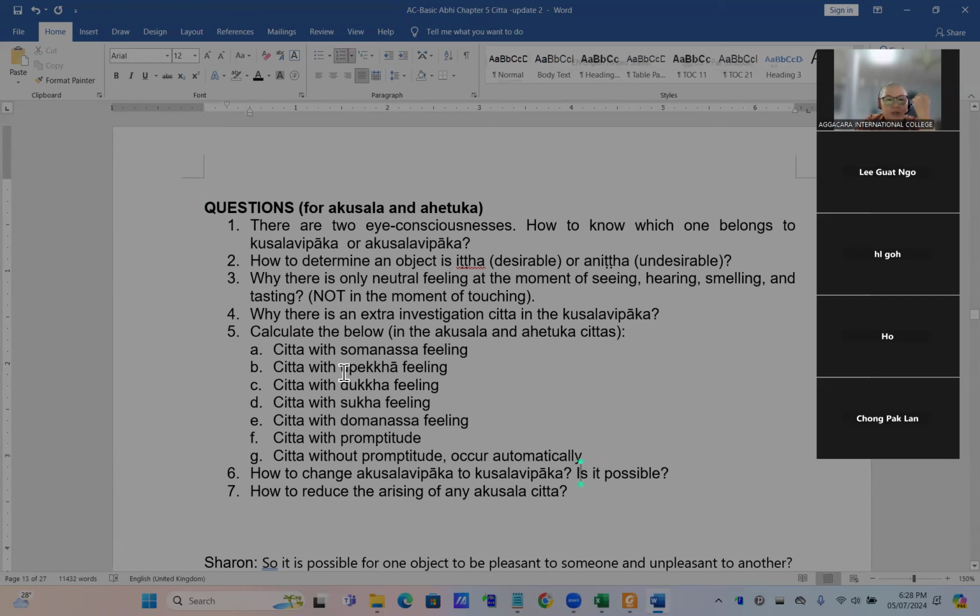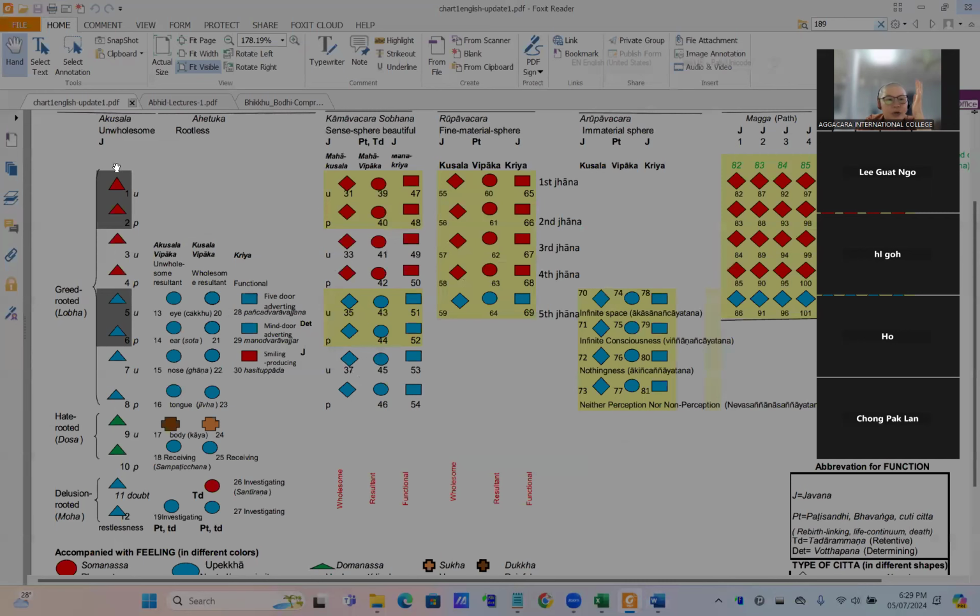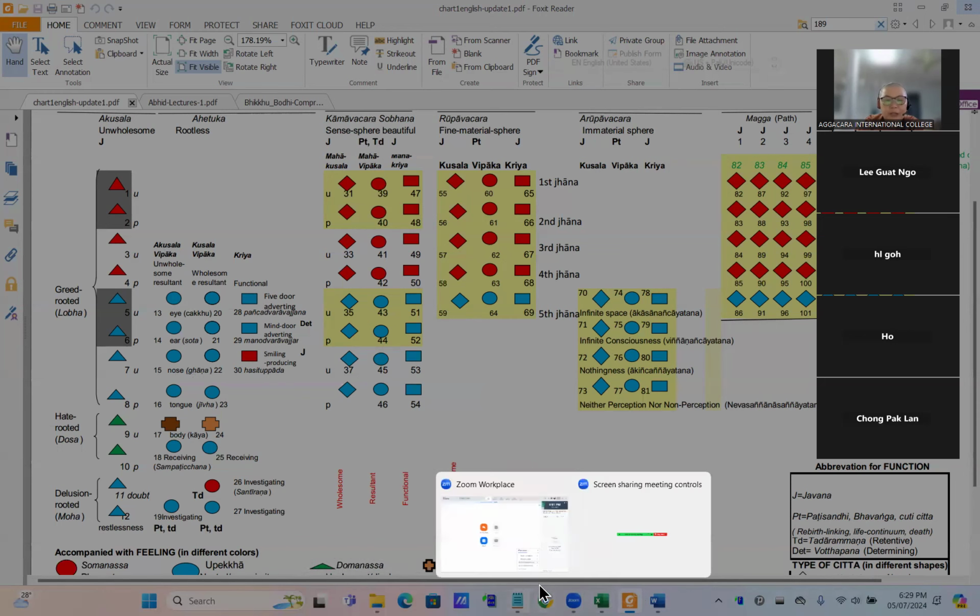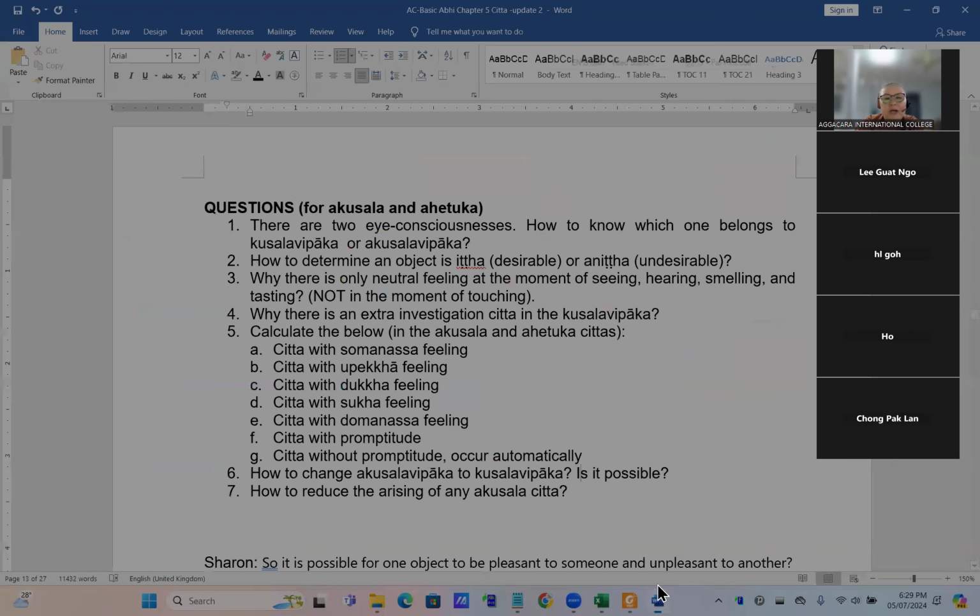All right, this one, number 5. We are only going to analyze up to the number 2 column. The akusala is 12 and the ahetuka is 18, where you get 7 here, kusala vipaka 8, and kriya 3. Refer to this chart, or to my previous notes if you want. We are going to do calculation. This is a kind of review lesson before we move to Mahakusala.